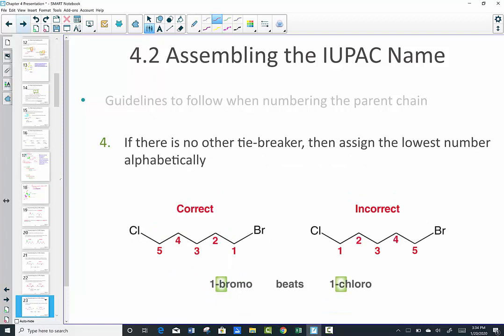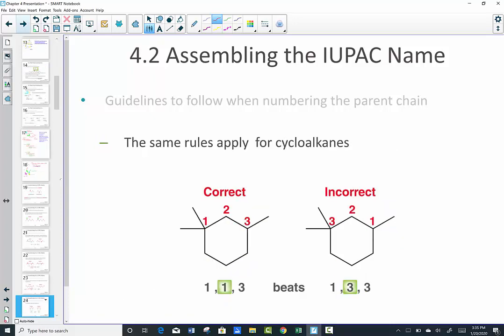If there's no other tiebreaker, then assign the lowest number alphabetically. If I numbered this system in a 5-carbon chain, at one end is a chlorine and at one end is a bromine. B beats out chlorine in the alphabet, and so it will get priority. You would name this 1-bromo-5-chloropentane. The alphabet wins if all other tiebreakers don't separate them out.